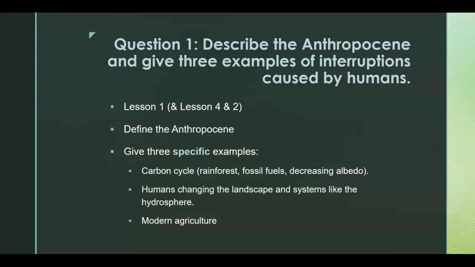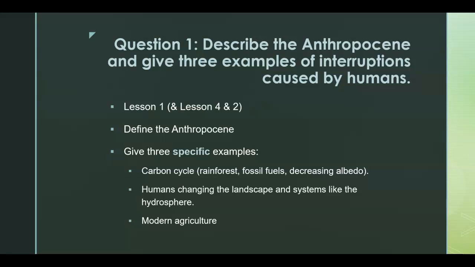Describe the Anthropocene and give 3 examples of interruptions caused by humans. So I'm not going to tell you what the Anthropocene is right now, but basically what you need to do is look mostly in lesson 1. You can probably find the answer. You can also look at lesson 4 and lesson 2 if you need more information. But for this answer, you're going to need to define the Anthropocene. You do have that in an assignment, so just find that.